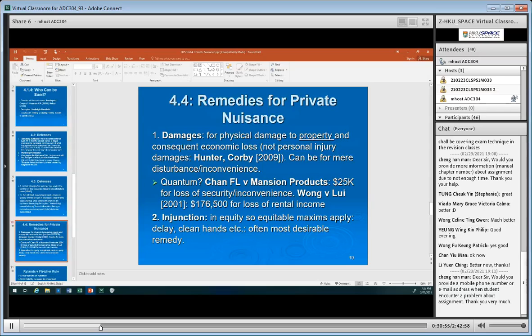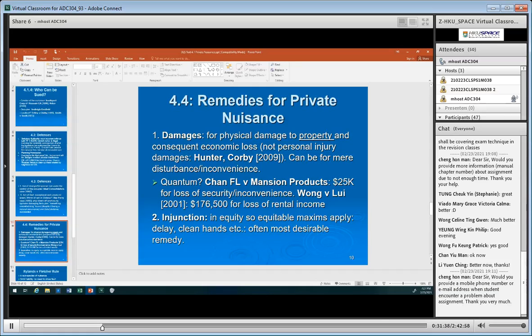And finally, and this applies to your assignment, question 2, what about the remedies for nuisance? Well, the most common remedy is an injunction because you want the activity to stop. So it's appropriate then for you to get a court order, an injunction, to stop the activity. And remember, an injunction is a remedy in equity, so the equitable maxims apply. Delay defeats equity. He who seeks equity must do equity, the so-called clean hands doctrine. And of course, usually the injunction is the most desirable remedy because you simply want the nuisance to go away.